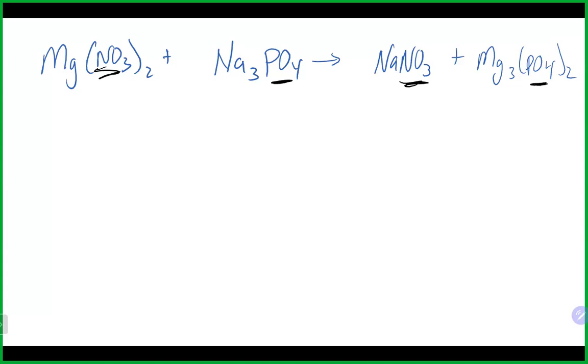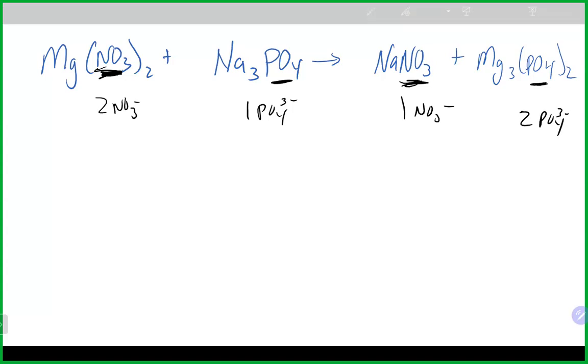So what do I mean by that? I mean, for example, here, if I look at this, I basically have 2 NO3s on this side, and I have 1 NO3 on this side. I basically have 1 phosphate on the left, and I basically have 2 phosphate units on the right. So you could really start with either polyatomic ion. One might work better than the other, and one might not work so well. Then you could just go back and start with the other one.